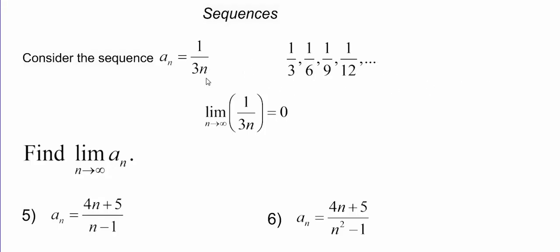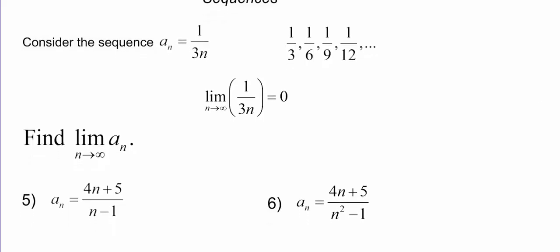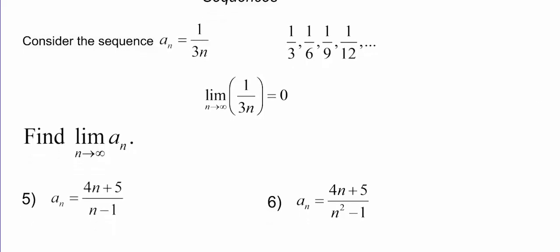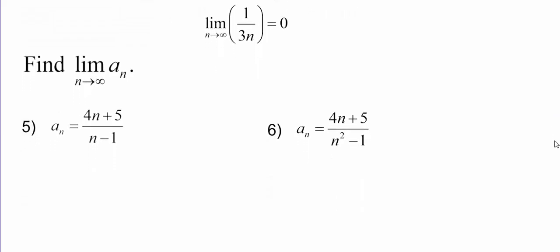So if you imagined n being a really, really large value, 1,000, a billion, 10 zillion, is that a number? I don't think so. But the larger n gets, the smaller this value gets, and therefore the closer it gets to 0. So we'd say the limit as n approaches infinity of 1 over 3n is equal to 0. Kind of makes sense, I think.